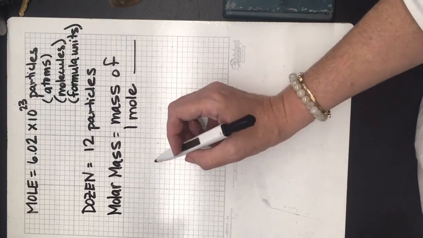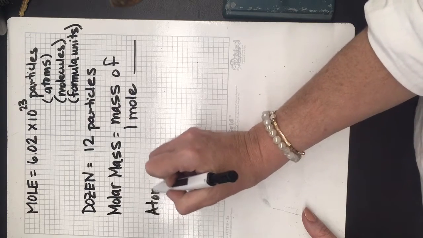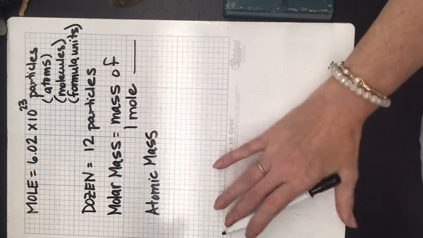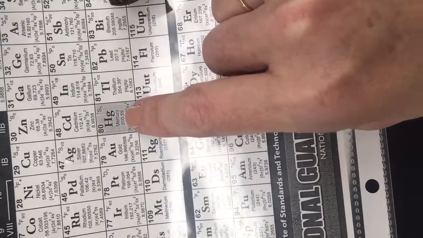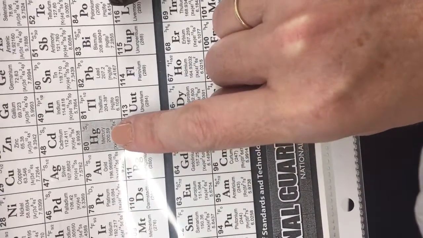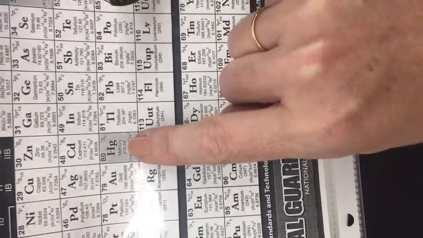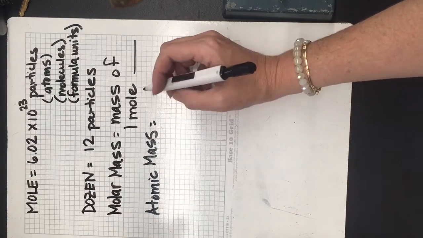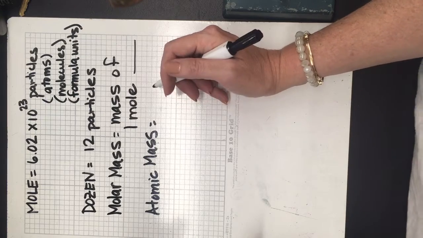We find molar mass from the atomic mass on the periodic table. And the atomic mass, if you have a periodic table, and I'm just going to try to get this in kind of close, but let's look for mercury. 200.59, that is the atomic mass of mercury. We can say that is 200.59 grams in 1 mole of mercury.